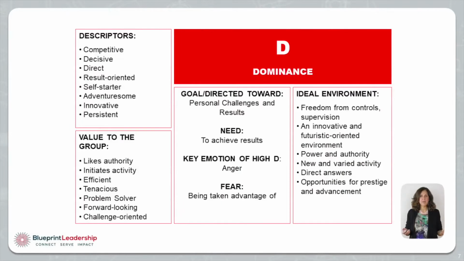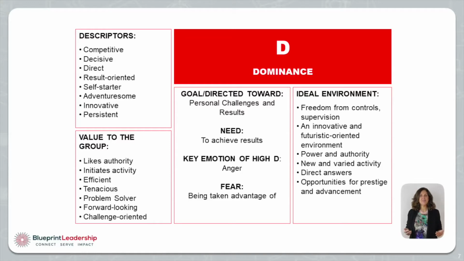When you think about D, dominance, the descriptors of someone who's high, and especially in the 70 to 100 range of a D, that person is competitive, decisive, direct, results-oriented, self-starter, adventuresome, innovative, persistent. And the value that they bring because of those characteristics and ways of being, ways of showing up, they really like authority. They like to initiate activity. They love efficiency. They're tenacious. They're great problem solvers. They're forward-looking. They're challenge-oriented. So the goal of a D is they love to be challenged and get results.